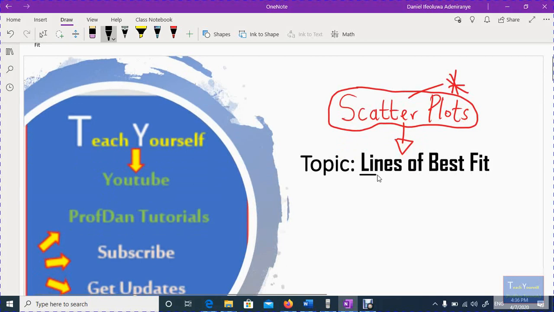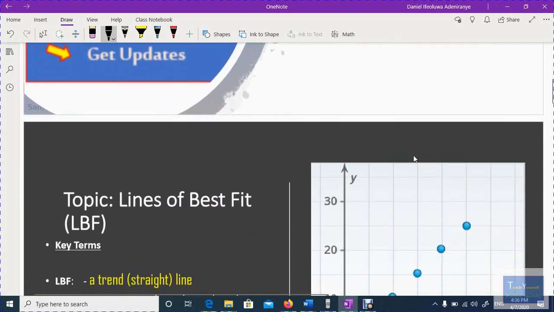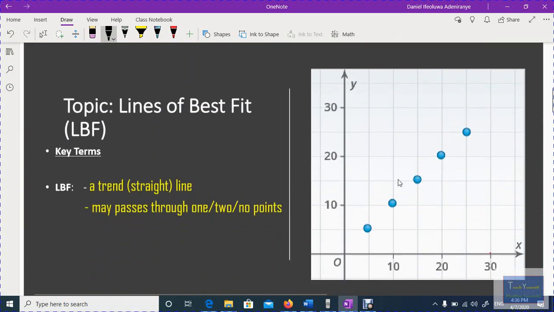Our topic today is on lines of best fit. Please kindly watch the previous video on scatter plots because today's topic is a continuation on scatter plots. Okay, without wasting time, what is a line of best fit, LBF? This is a trend, that is a straight line.